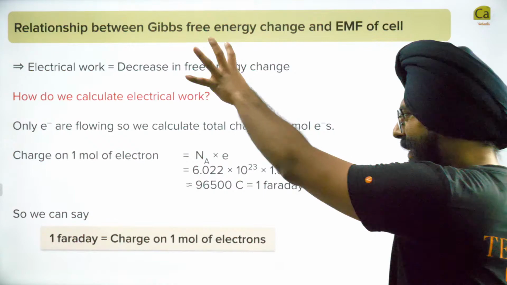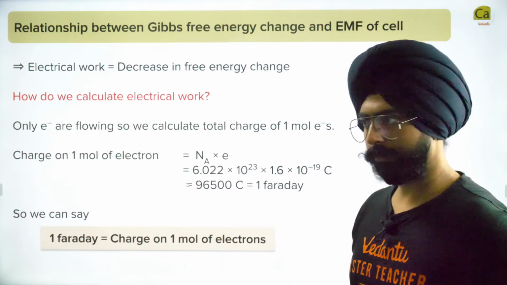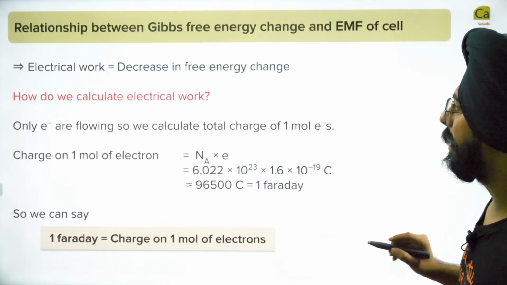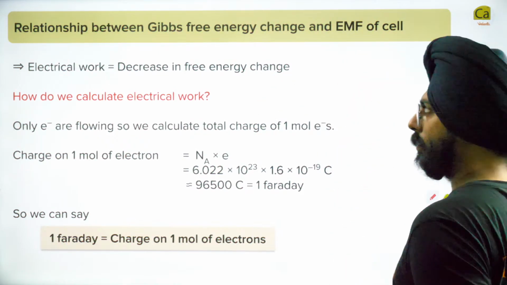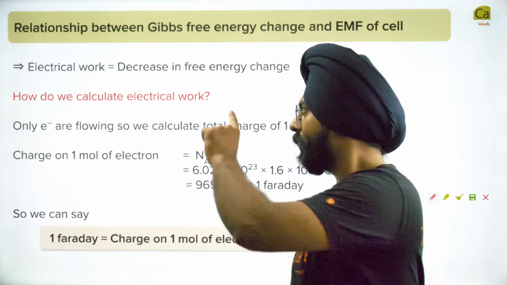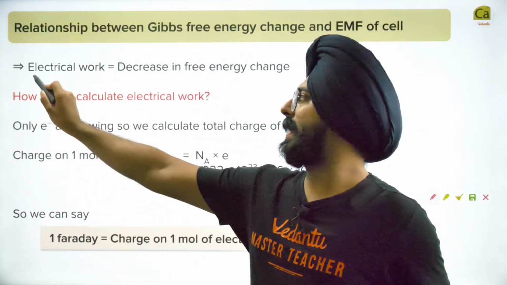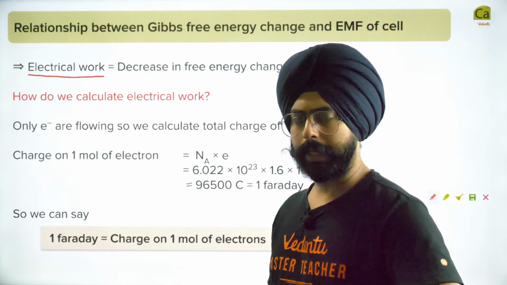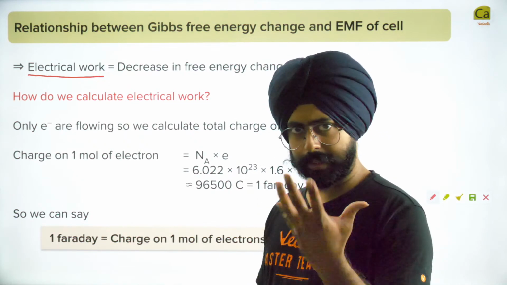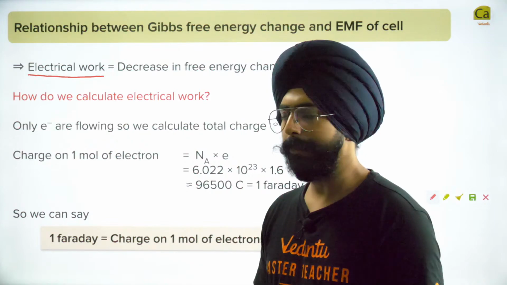Okay. Let's read it out step by step. My dear friends, first statement is the electrical work done by the cell. What is the cell doing? Cell, when it's working, it is doing electrical work. It is generating some electrical power. Electrical work is happening.